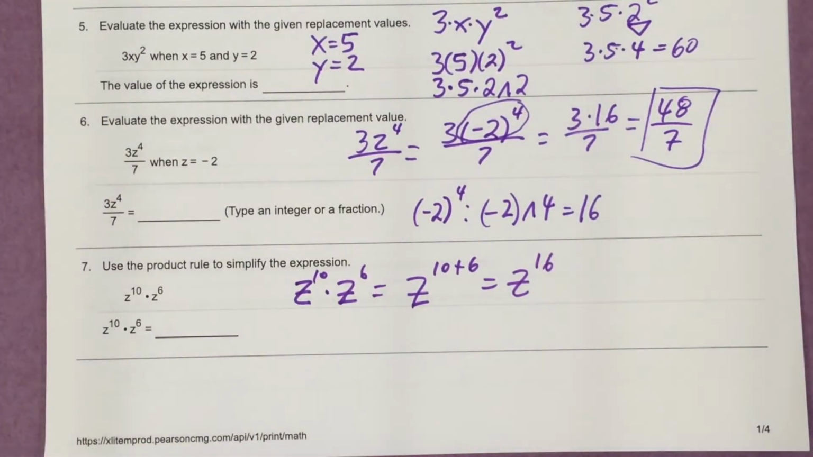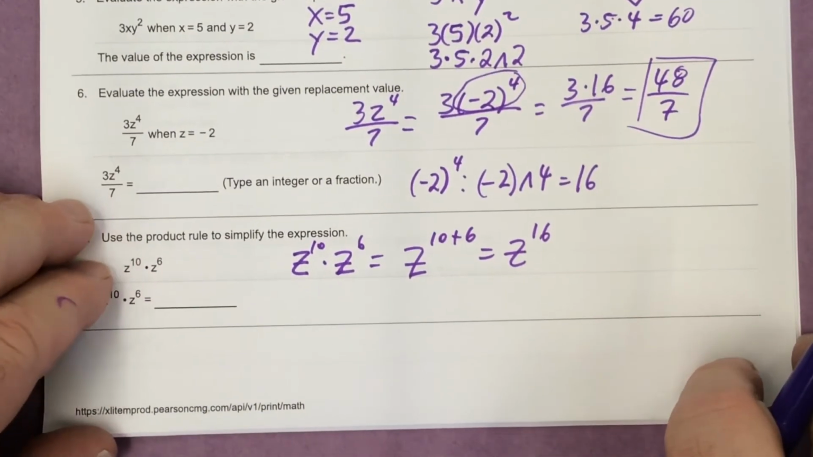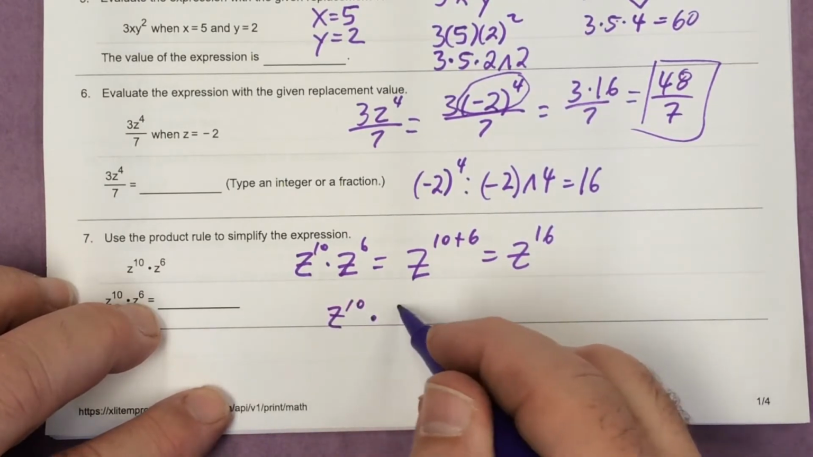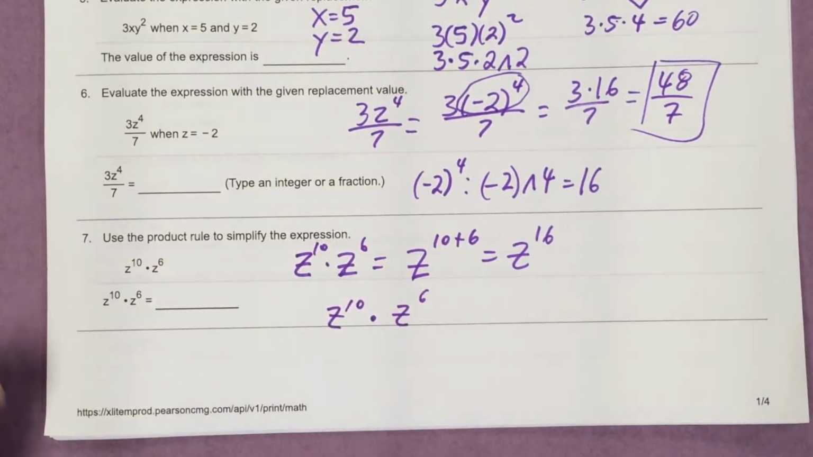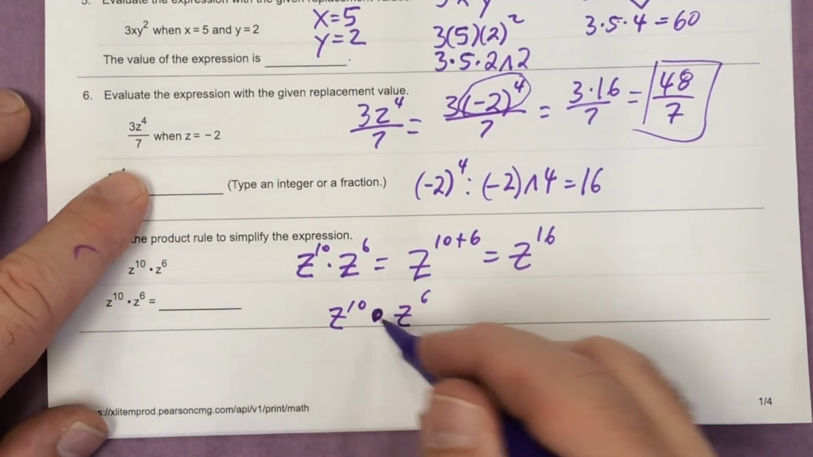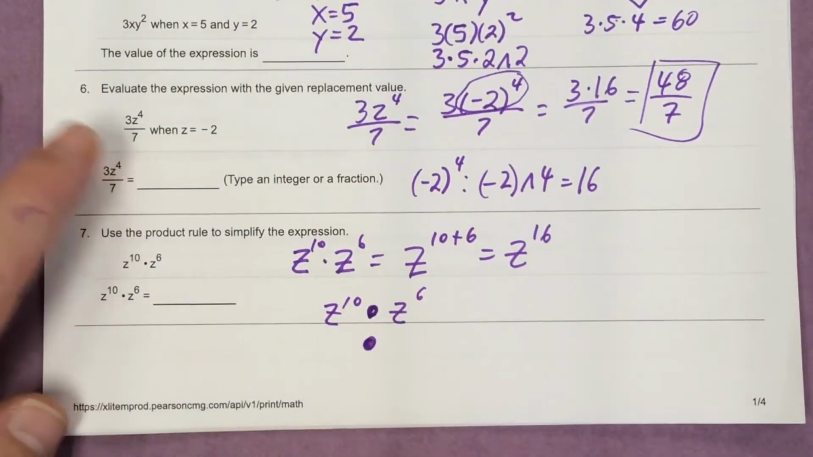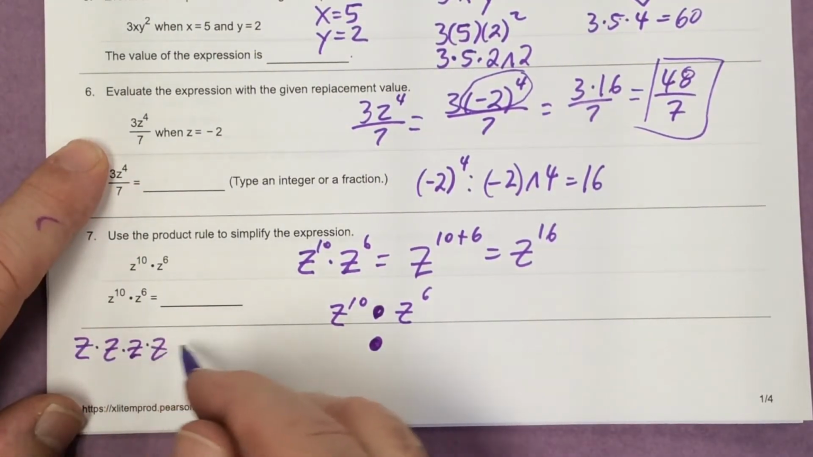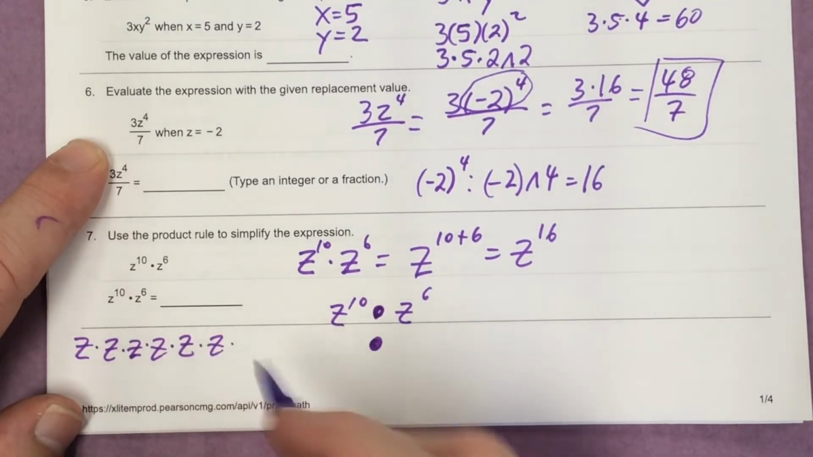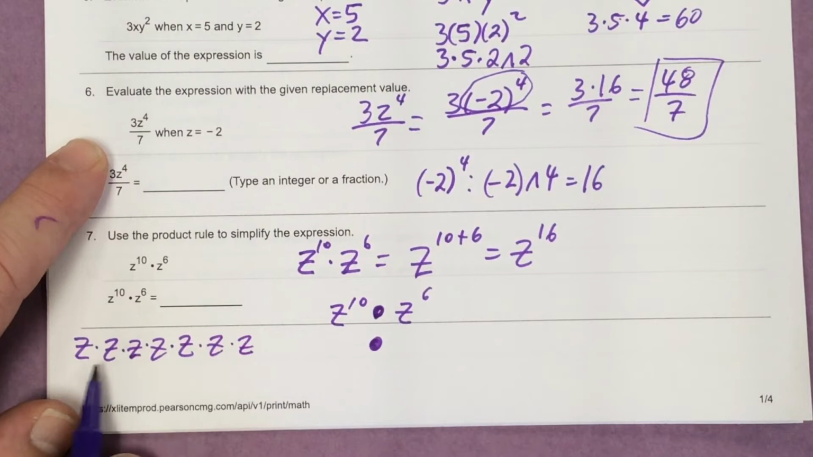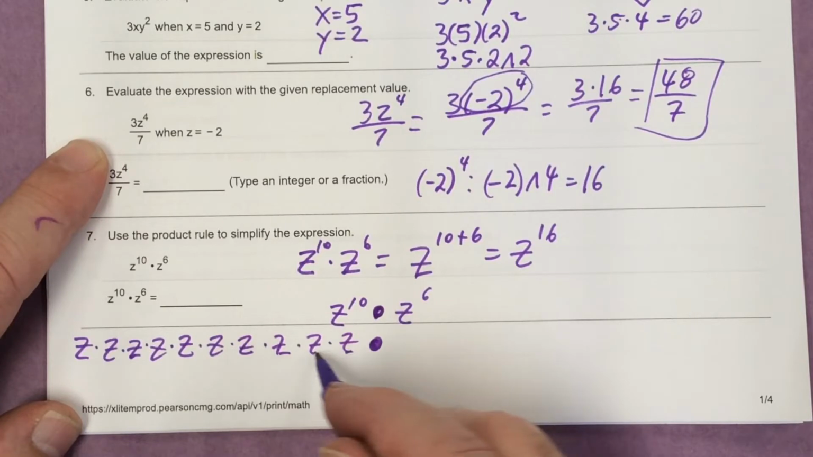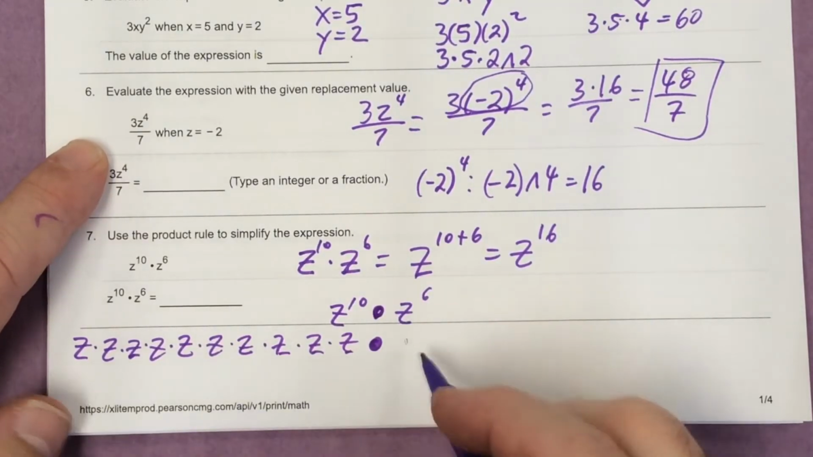Now, here's where the rules are really important. And I'm going to take advantage of the fact that I have some space at the bottom of this paper to illustrate this. Because if I have z to the 10th times z to the 6th, if I had to do this the long way, let me just bring this as the big multiplication sign here. What does z to the 10th look like? It looks like z times z times z times z times z times z times z, 1, 2, 3, 4, 1, 2, 3, 4, 5, 6, 7 times z times z times z. That's z to the 10th times how many more z's?